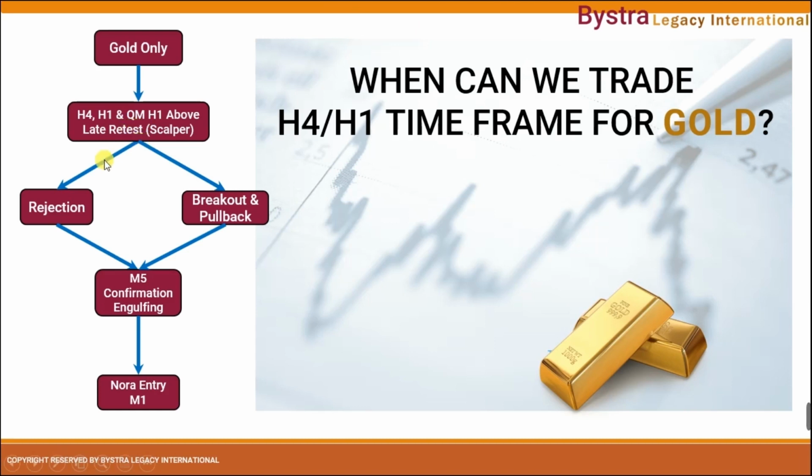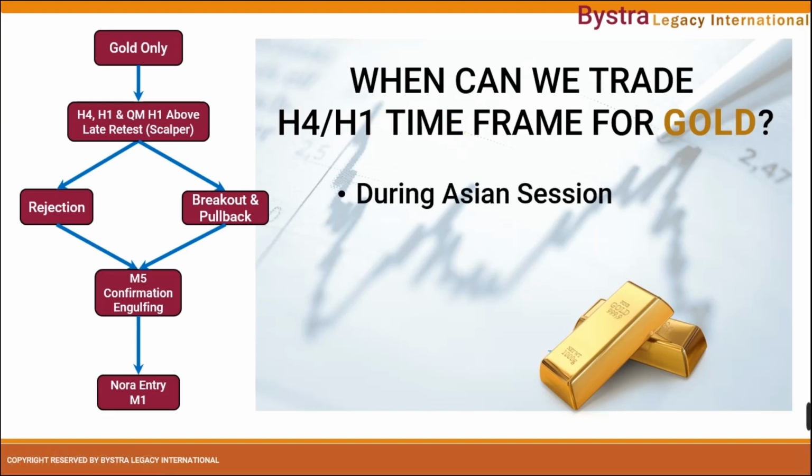Same thing goes. If there is a rejection, we wait for confirmation of rejection in the smaller time frame. We do not wait at the rejection of the M30 or the M15. We wait at the small time frame. It's sufficient. Or the breakout and pullback, same goes. We will enter at the M1 time frame, engulfing at the M5 time frame. So I'm going to show you this later on. So when can we trade the H4, H1 time frame for gold?